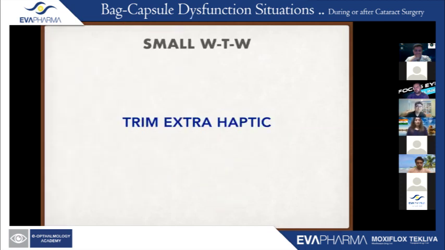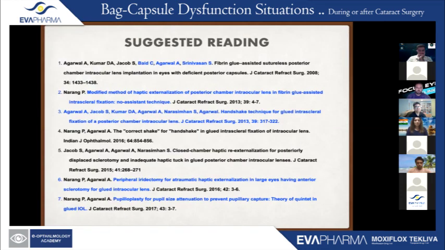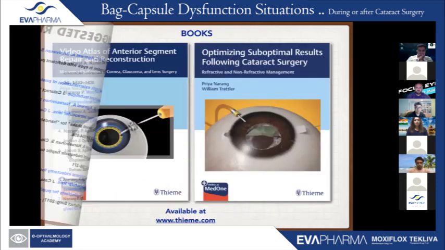And on the reverse, if you have a small eye, there's nothing difficult in that because you will have much more haptics coming up from both sides. In fact, you will have so much haptic externalization on both sides that you might even have to trim the extra haptic on either side. And then you go ahead with a similar procedure. So having a small eye is not going to be that tricky as compared to having a larger white to white diameter. These are some of the suggested readings which you can go through.